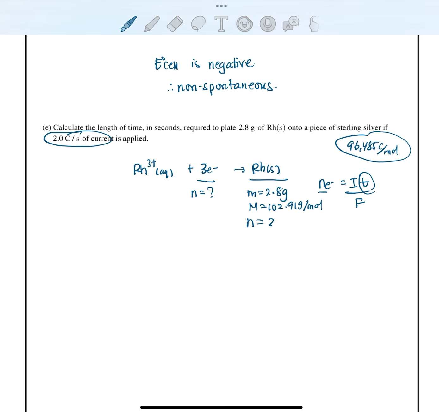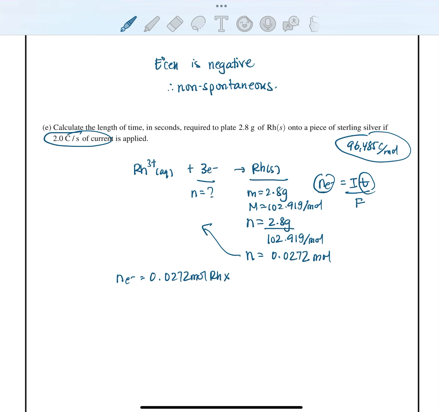Okay, maybe I should write that down to show what I'm doing. So the moles of the Rh solid is 0.0272 mole. So again, I'm going to do a mole ratio to figure out how many I need, not the moles of the element, but the moles of the electrons in this redox process. So if I bring this value over here, I'll write it down underneath. I'm going to say that the moles of electrons equals the moles of Rh.